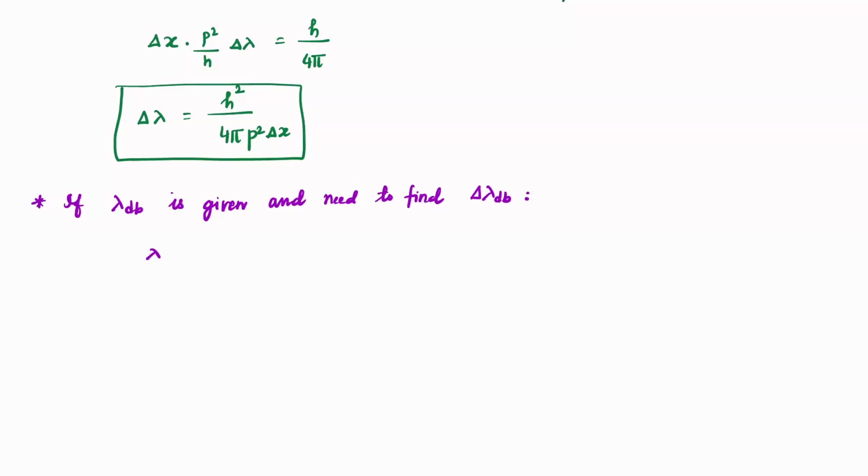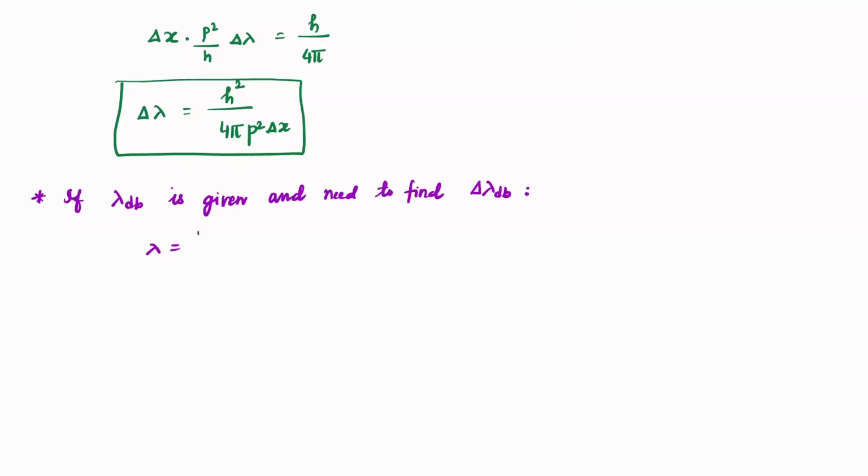See, lambda is equal to h by p. Again, I'll differentiate this time. But this time, I'll put p on one side and h by lambda on the other, and then differentiate. When you differentiate, you'll get dp is equal to minus h by lambda square into d lambda. And the mod of that, delta p, will be equal to h by lambda square into delta lambda.